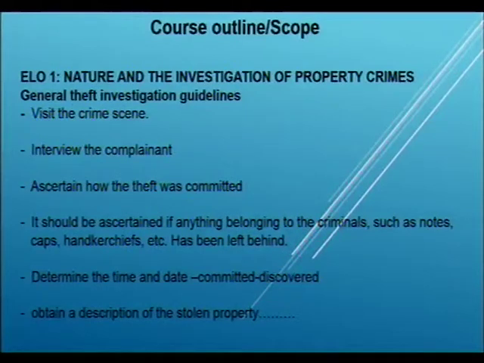The general theft investigation guidelines: visit the crime scene, interview the complainant, and ascertain how the theft was committed. It should be ascertained if anything belonging to the criminals, such as notes, caps, handkerchiefs, etc., had been left behind. Determine the time and date committed and discovered. Obtain a description of the stolen property.